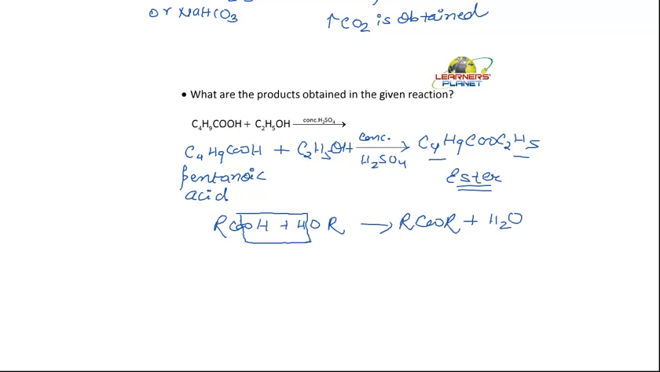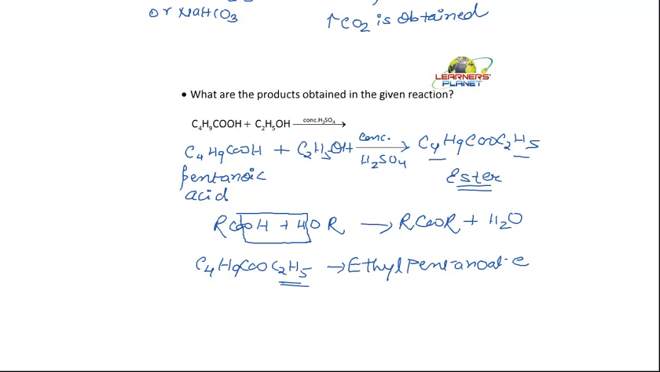Nomenclature of esters is not in your syllabus, so I'll not go into deep details of it. Fine? So this would be a product. I'll write the name, that would be better. C4H9COOC2H5. The name would be ethyl, sorry students, it would be ethyl pentanoate.